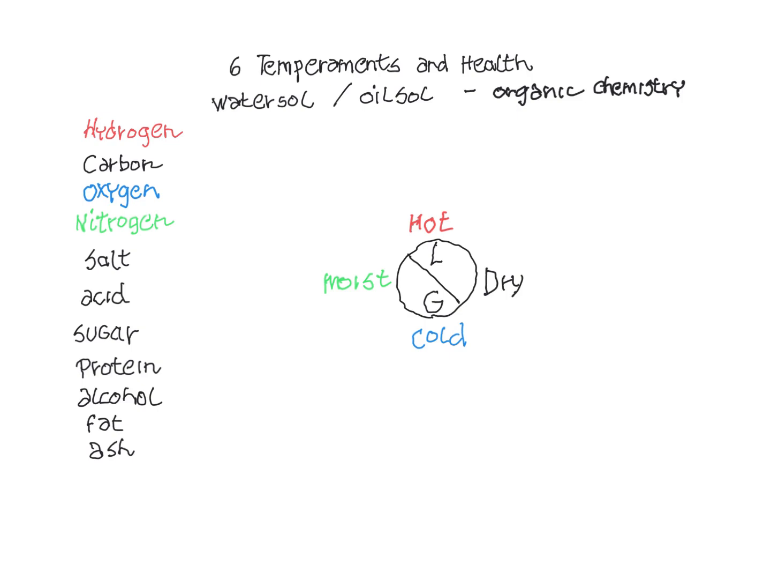So the mandala, there's that circle with the L and G. L is levity. That means things move up. G is gravity. Things move down. So the basic polarity of levity and gravity: levity is hot, warm goes up, and gravity is cold, things go down.